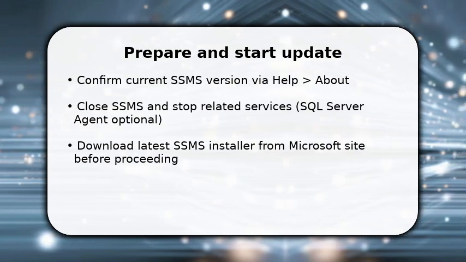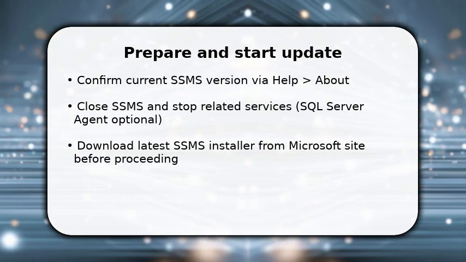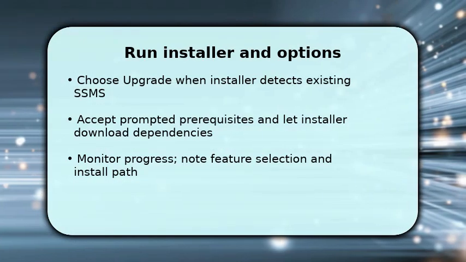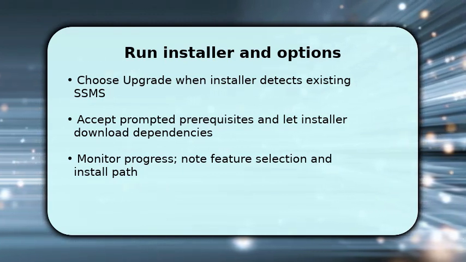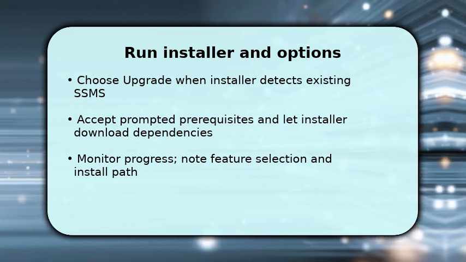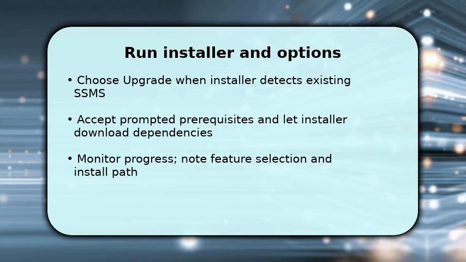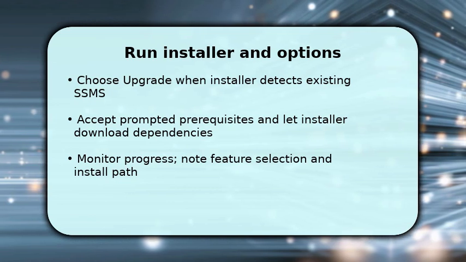So run the installer executable and allow the installer to check prerequisites before continuing. When the installer runs, choose Upgrade if it detects an existing SSMS so settings and extensions carry forward. You'll be prompted to accept prerequisites. Allow the installer to download and install those dependencies to avoid partial installs.